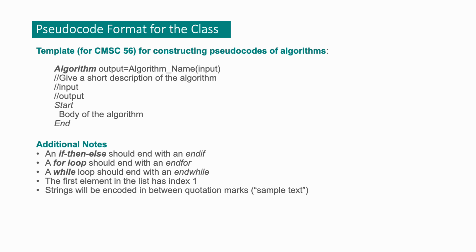Then to mark the start of the algorithm, put the keyword start, and then the body of the algorithm. And then to mark the end of the algorithm, you also have to put the keyword end. The start and end are necessary for the reader to know that the pseudocode you've submitted or presented is complete. So we would not be second guessing whether you were just not able to complete it.